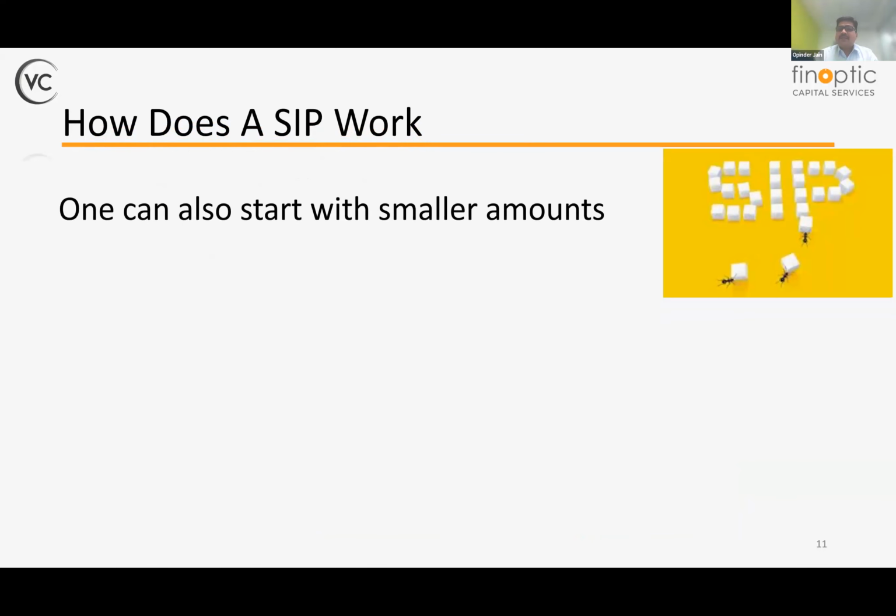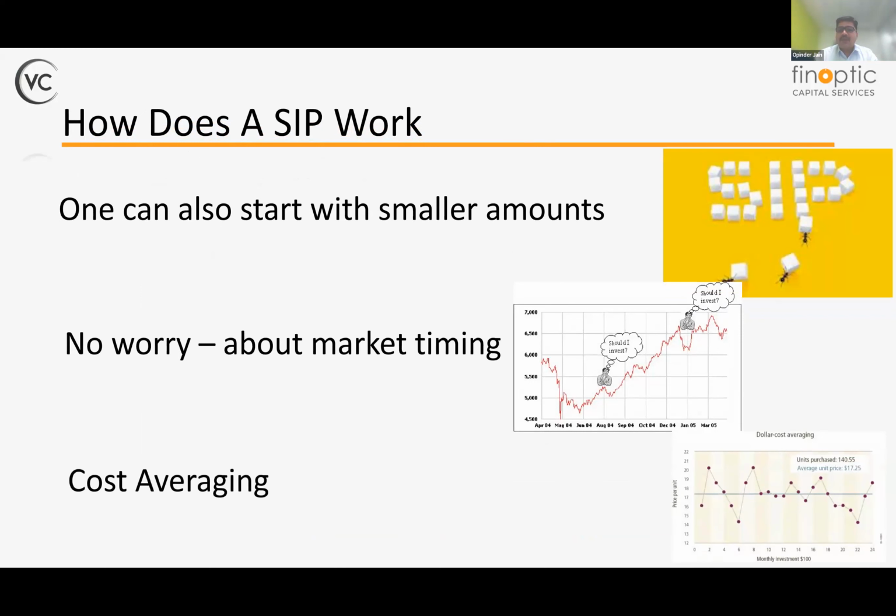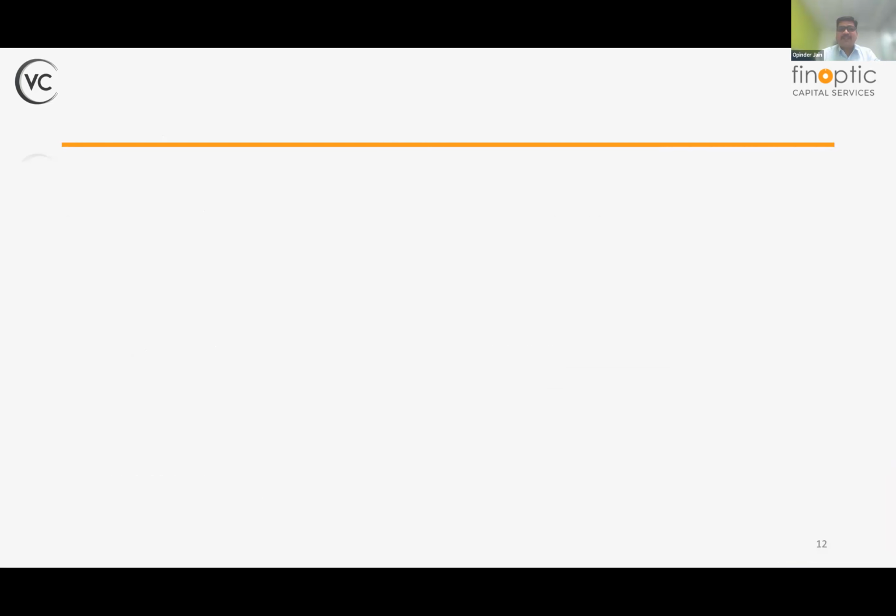Now, having said that, understand how does an SIP work? An SIP works because one can invest in smaller amounts. No worry about market timing because what we are doing is rupee cost averaging. So market upar hai, niche hai, we are buying. Now, can someone relate this to the sale which I was talking about? Again, we will come back to this later. But then understand this thing.